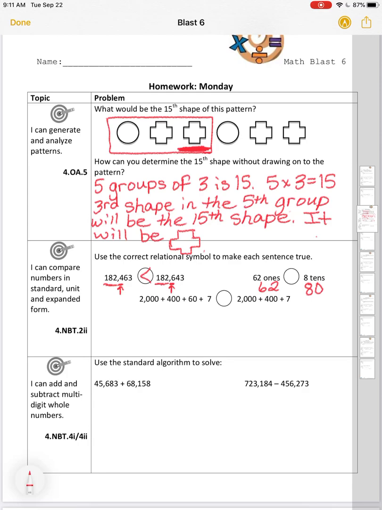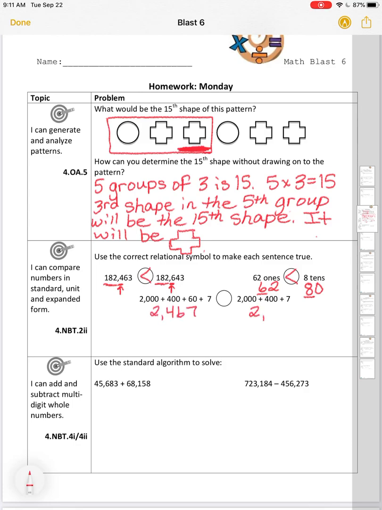So I'm going to once again compare the like units starting with the greatest place value. I have 6 tens versus 8 tens. I know that 6 tens is less than 8 tens. So 62 ones is less than 8 tens. Next, I'm given numbers in expanded form. I'm going to go ahead and add these and put them into standard form.